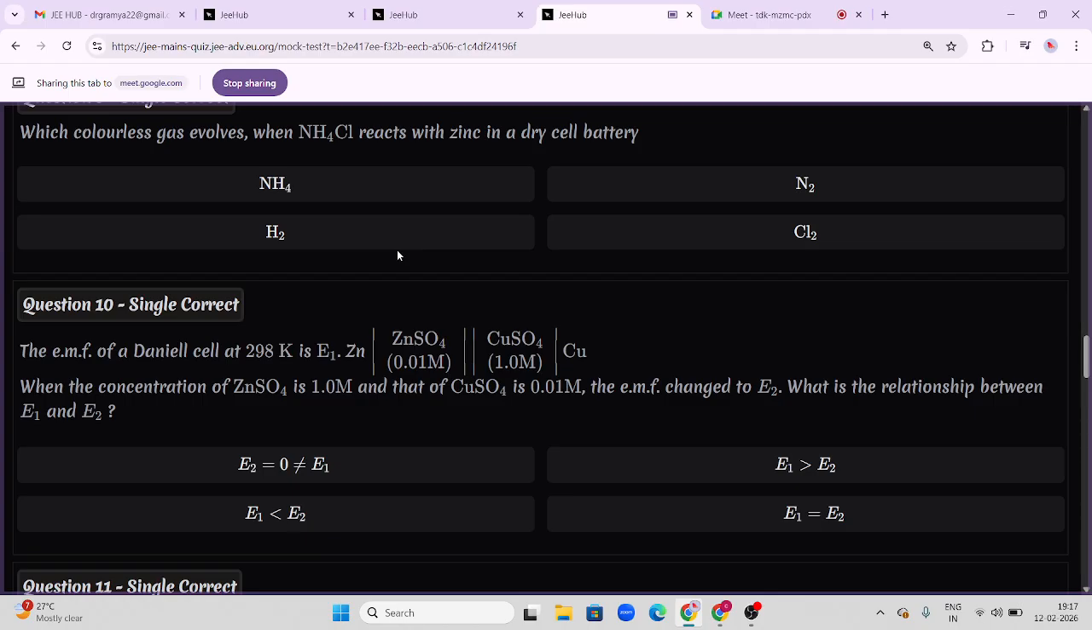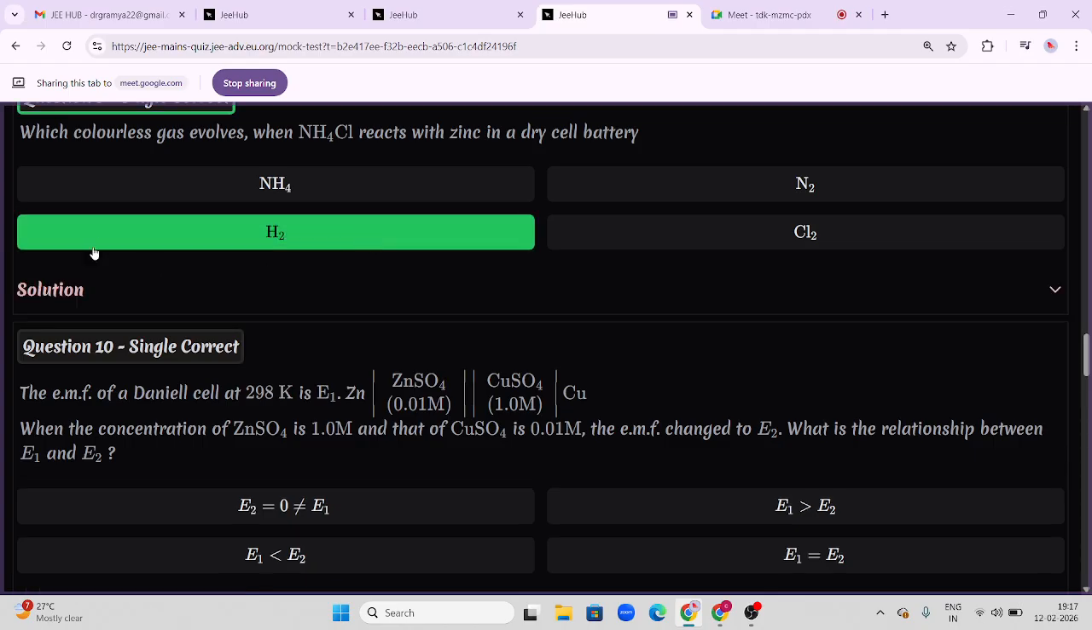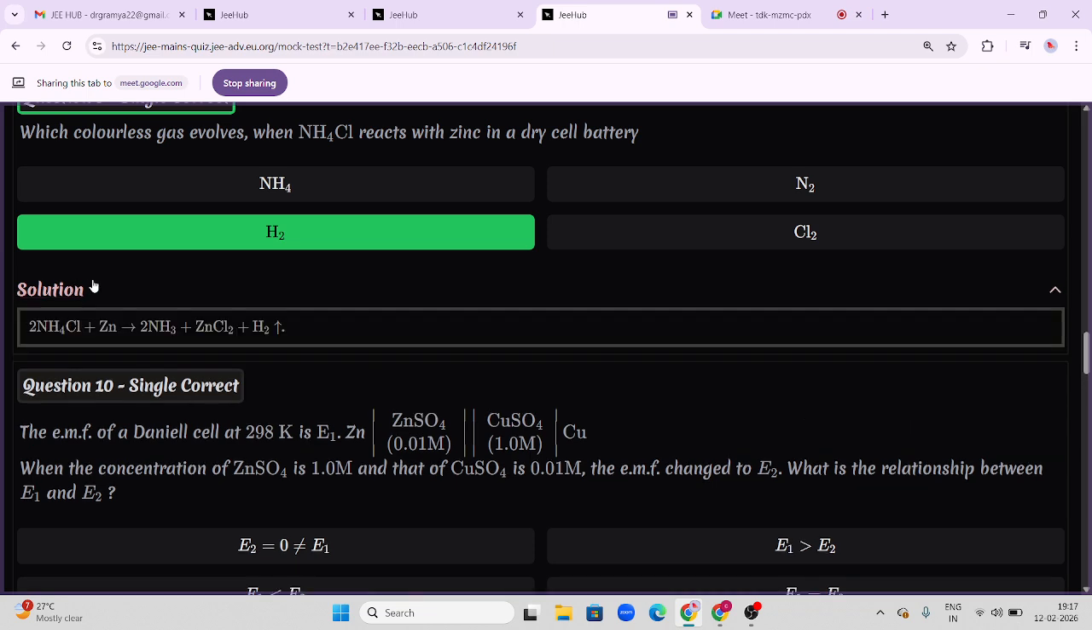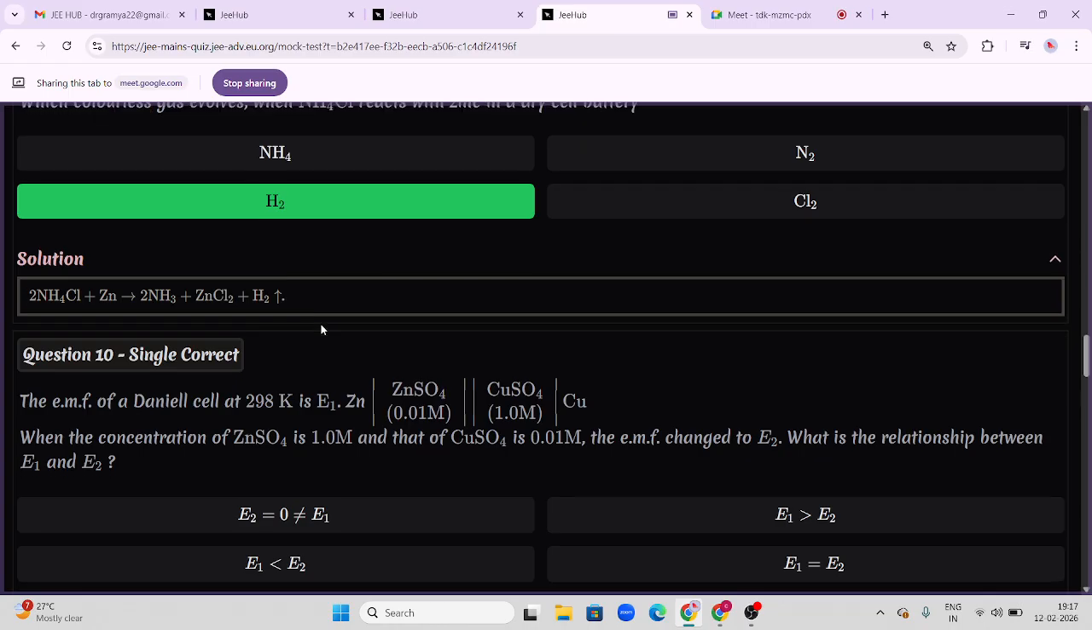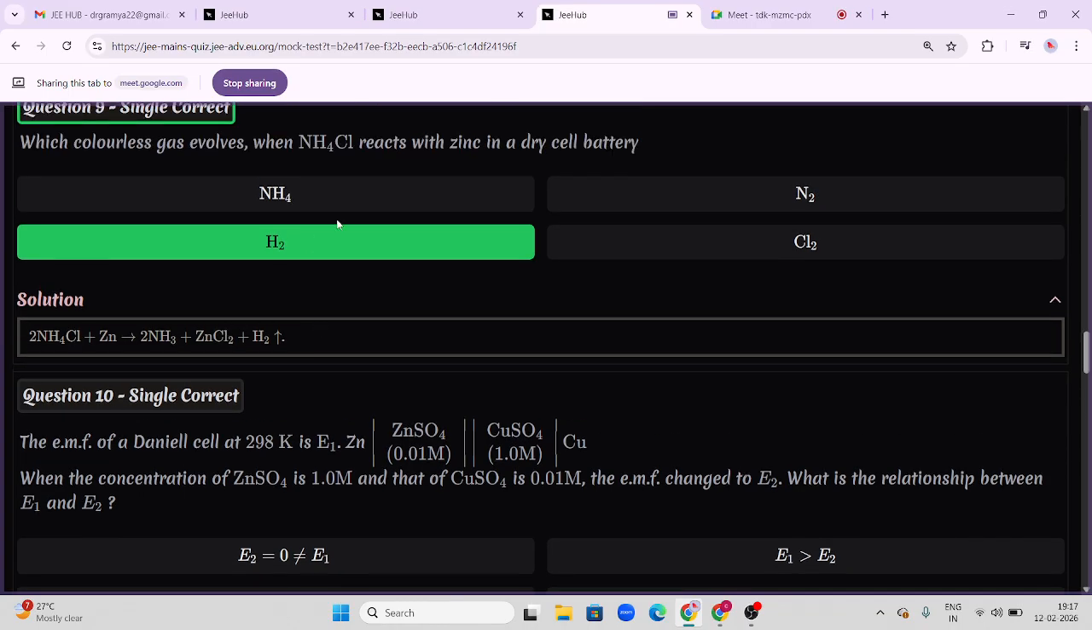Yes, go on. Anyone can answer faster? Third option. Very good. That's the right one here. Coming for your dry cell battery reactions. Ammonium chloride, when it reacts with zinc, releases ammonia as well as hydrogen here. Ma'am, they mentioned colorless. Why not ammonia? Ammonia is not in this option at all.